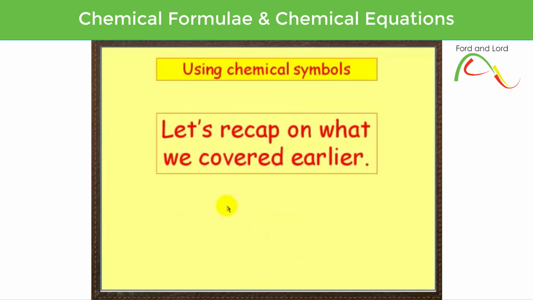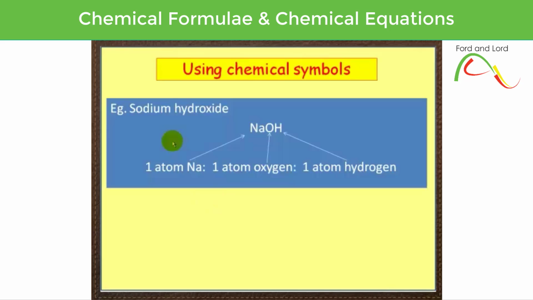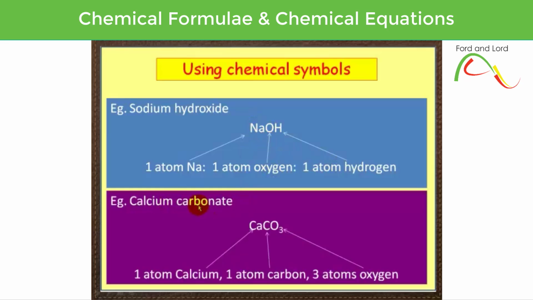Now, let's just recap what we looked at earlier, shall we? Did a bit of work on this earlier in this lesson. Sodium hydroxide. There is the formula. We know from that we've now got one atom of sodium, one oxygen, one hydrogen. Calcium carbonate. We know we've got one calcium, one carbon, three oxygens. Couple more.